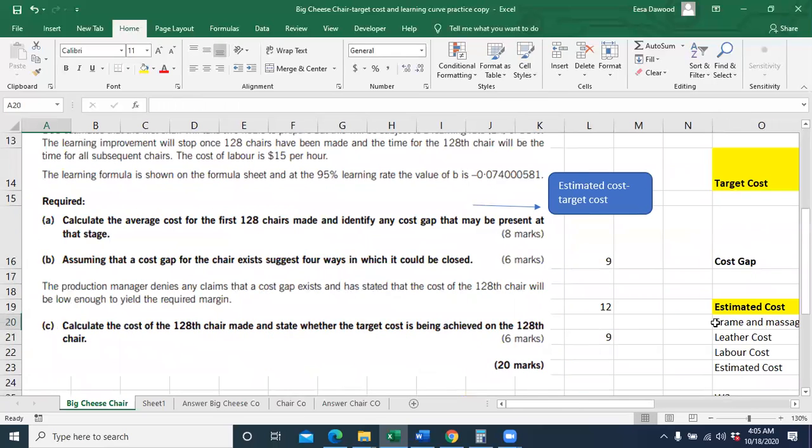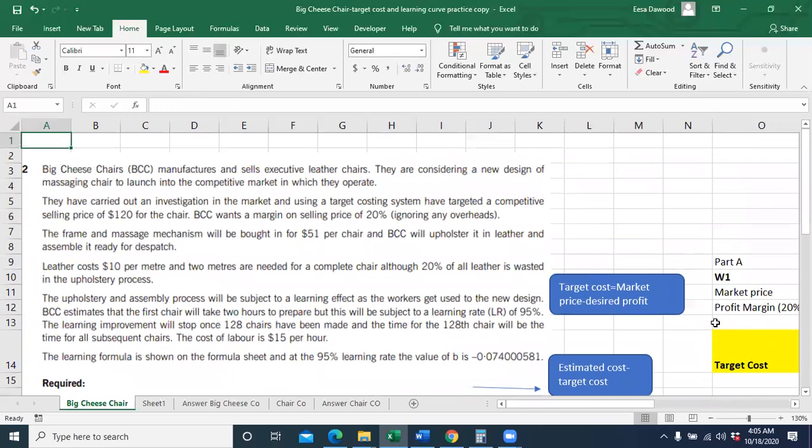And leather cost. Now the leather cost working here. It is leather cost 10 per meter and 2 meters are needed for a complete chair. Although 20% of leather is wasted. Okay. So one finished unit takes about 2 meters, but that's actually 80% goes to a complete chair. But we input 100%. So how many meters we're going to input? We need to gross this 2 meter up and then multiply it with that rate in order to get the estimated leather cost for one chair.